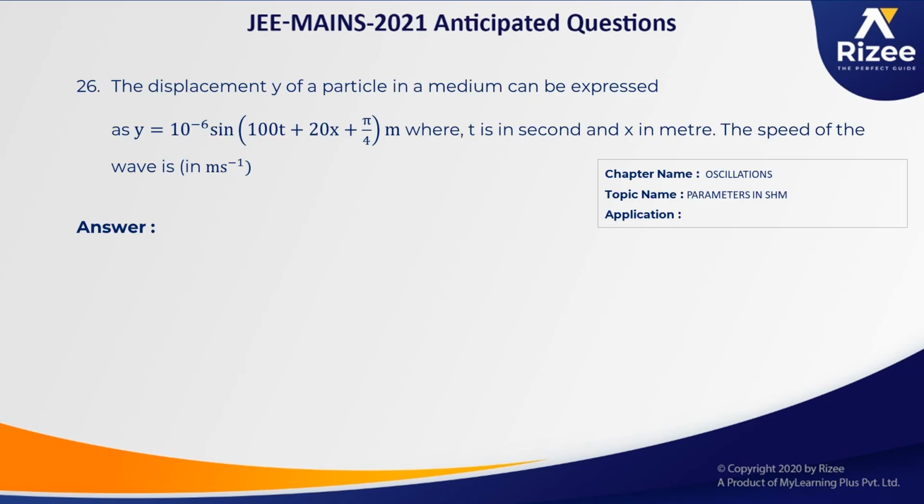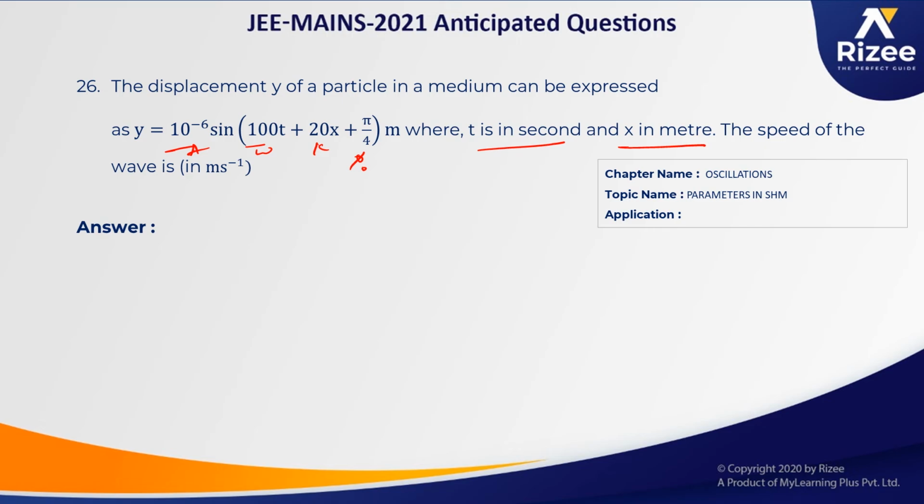The displacement y of the particle in a medium can be expressed by y is equal to, this is the amplitude, sine of omega t, this is your omega, amplitude, and this is the k, and the initial phase phi naught, where t is in seconds, x is in meters.